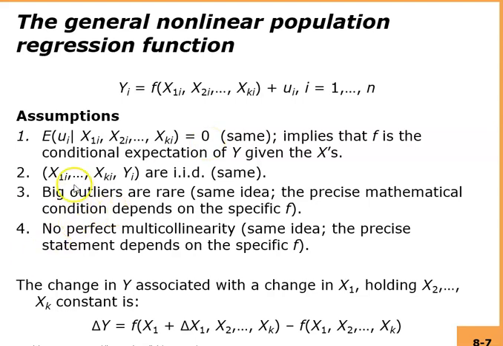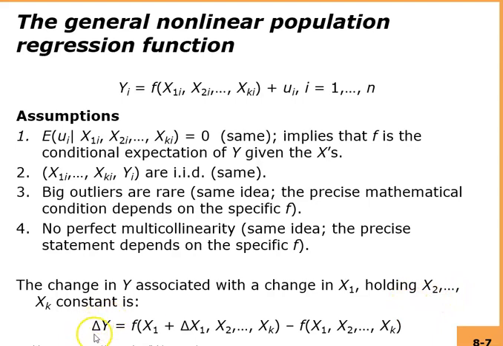The second assumption is that all the x's and y's are identically and independently drawn, so that also remains the same. Big outliers are rare, meaning the kurtosis is not infinite, so that also remains the same, and there is no perfect multicollinearity between the variables. That also remains the same. So your 4 classic assumptions of OLS still remain the same for nonlinear functions. So the question that arises now is that the change in y, how do you calculate the change in y associated with the change in x1 holding all of the other x variables constant?